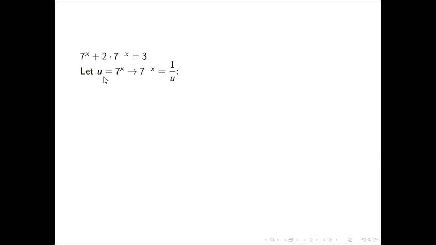Let u be equal to 7 to the x, because notice 7 to the x is a common term, although this is negative x, but that's okay. Why? If u equals 7 to the x, then 7 to the negative x is the reciprocal of 7 to the x. So it's 1 over u if 7 to the x is u. So we convert everything here in terms of the variable u. We'll have the following. 7 to the x is u. 7 to the negative x is 1 over u times 2. So that's 2 over u.